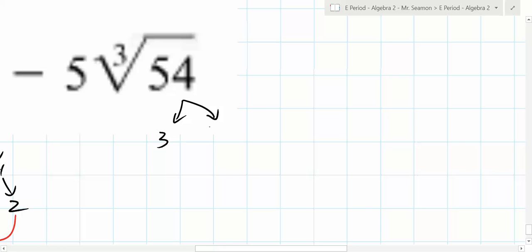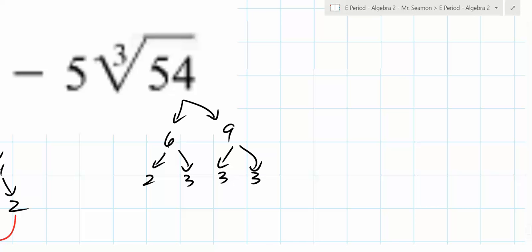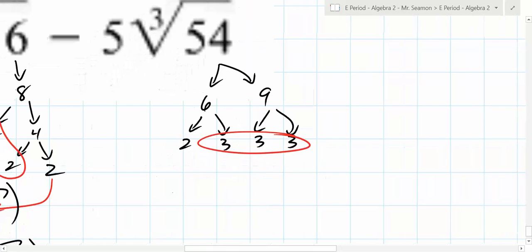9. Sure. You know what? Some of you like to do that. I'm not going to stop you from doing that. But if you do this, just make sure you keep going. What is 6? 3 and 3. What can we pull out? 3. So what've you got?